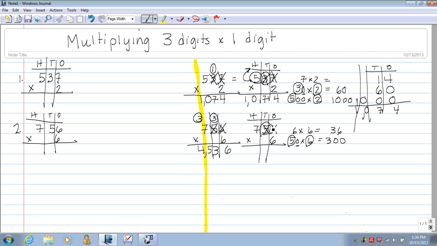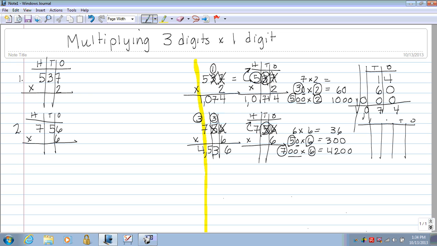Cross out the 5. 7 times 6. The 7, again, the value of that 7 is 700 times 6. I know that 7 times 6 equals 42. I place my 2 zeros. Now we need to add all those up. When you add them, be sure that you have the numbers, the digits, in the correct place value.